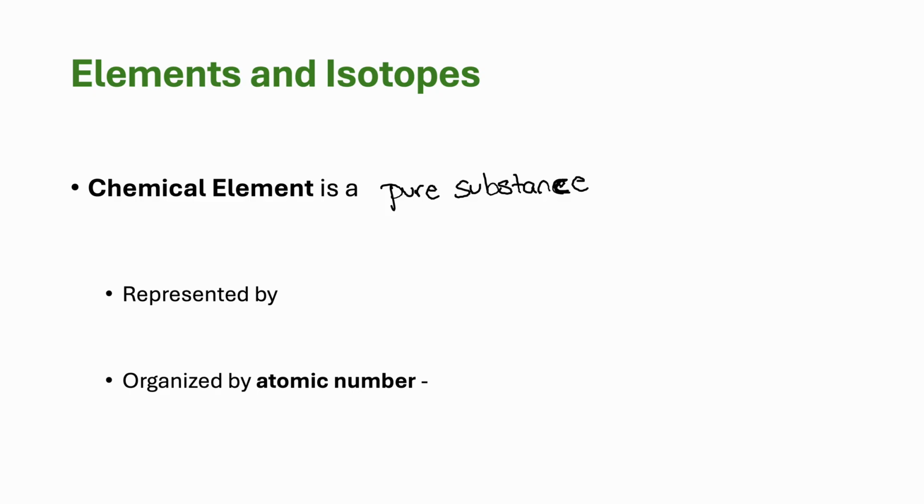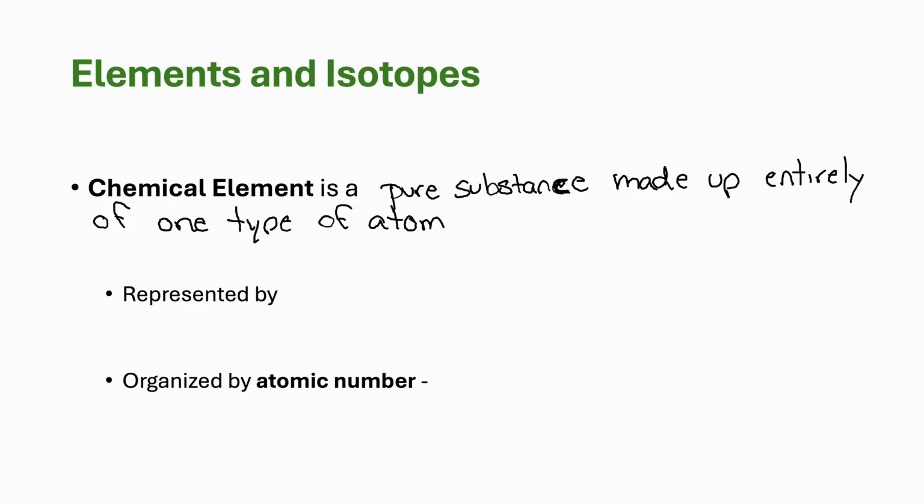And this pure substance is made up entirely of one type of atom. So it could be many of the same atom, but a chemical element is a pure substance that only has one type of atom in it. And that is what we found on the periodic table.